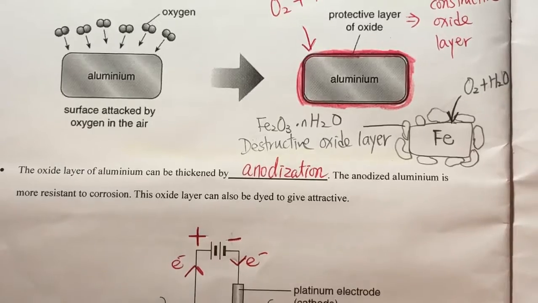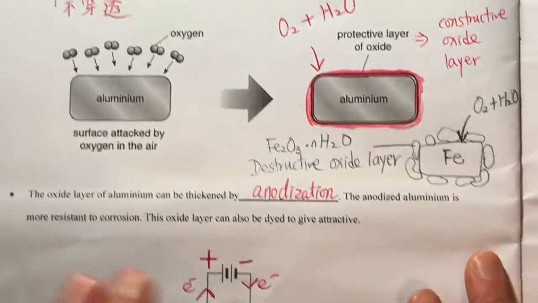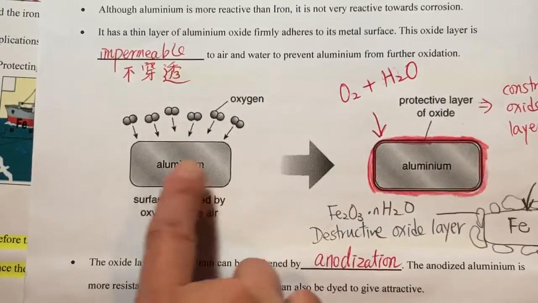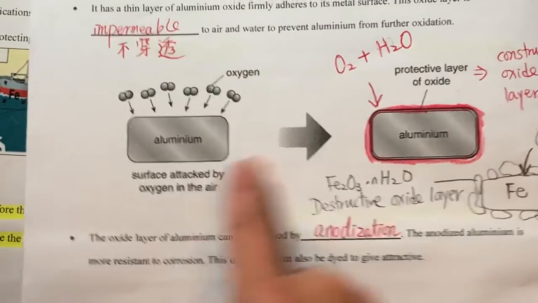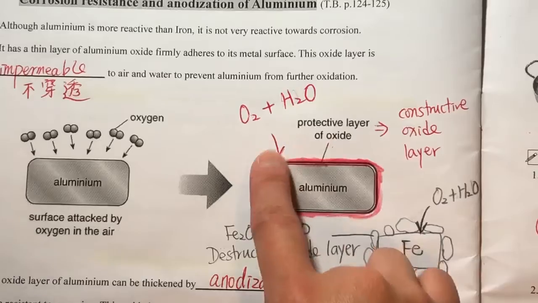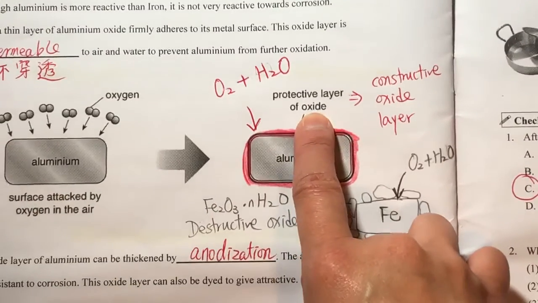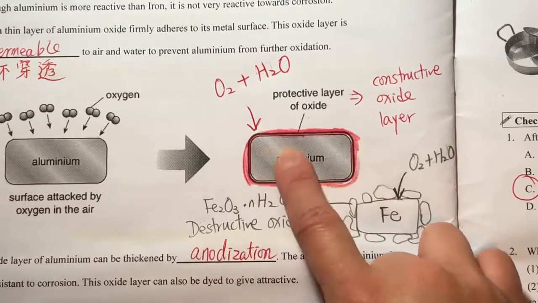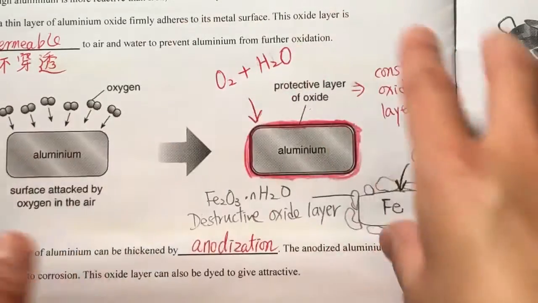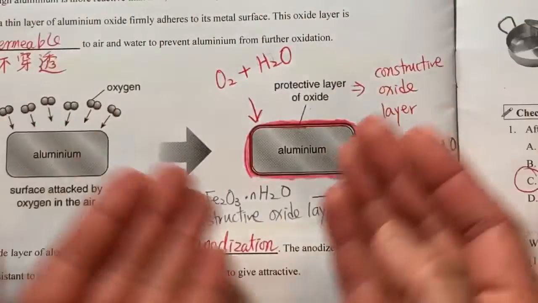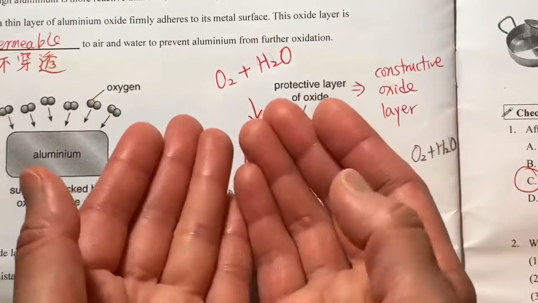But now for aluminium, it's not the same. If oxygen in the air reacts with the surface of aluminium, it will form an oxide layer. So I use the red color to represent the layer. For this layer, it's very regular. It's not the same as iron. It's very regular, so it just totally covers the aluminium.